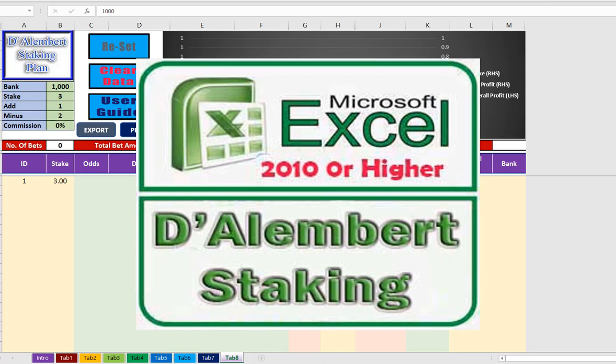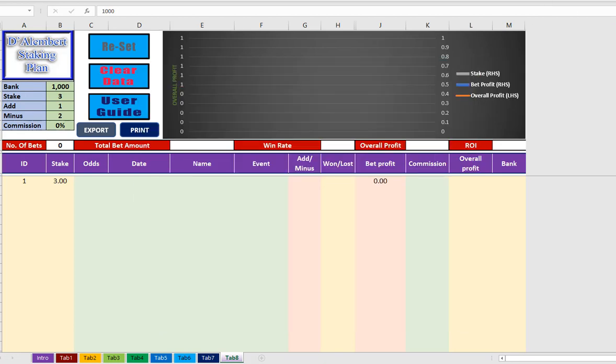Hi, Steve here. What I want to show you today is the Debert staking plan. Now, what I want to show you is mostly the Excel version, but we do have a cloud version, which obviously doesn't need Excel, whereas this one does. This needs Excel 2010 or higher. So let's get into it.